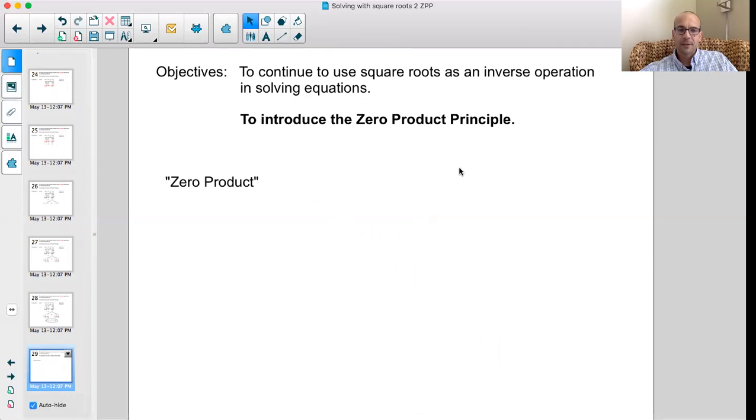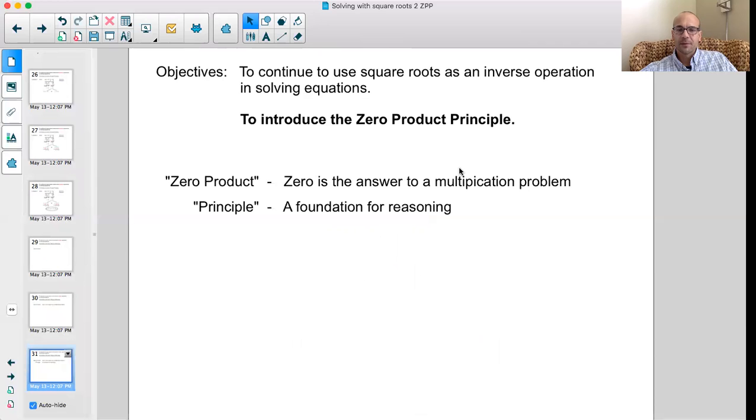First of all, zero product means 0 is the answer to a multiplication problem. And the rest of this thing is called the principle. And a principle is just like a foundation for reasoning. So apparently, we're going to be able to build some reasoning, some logic off of a recognition that 0 is the answer to a multiplication problem. So that works a couple of different ways. Numeric examples, we've done things like this forever. 5 times 0, 0. 37 times 0, 0.